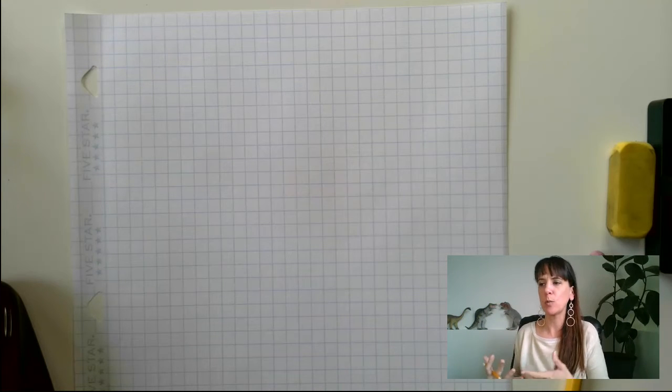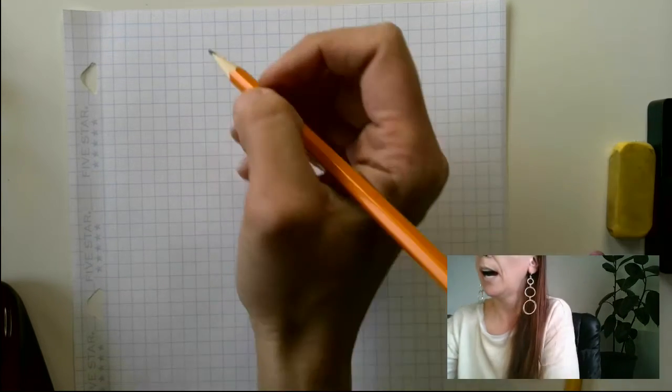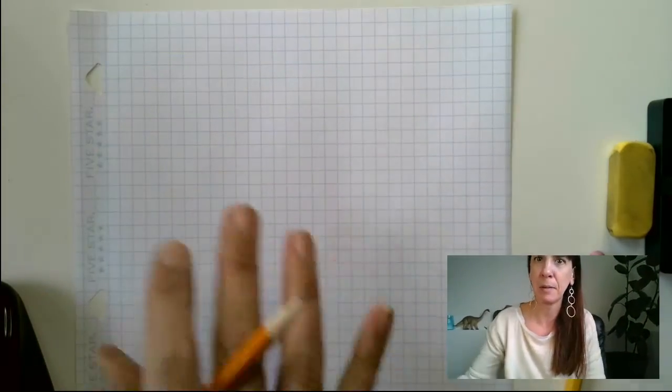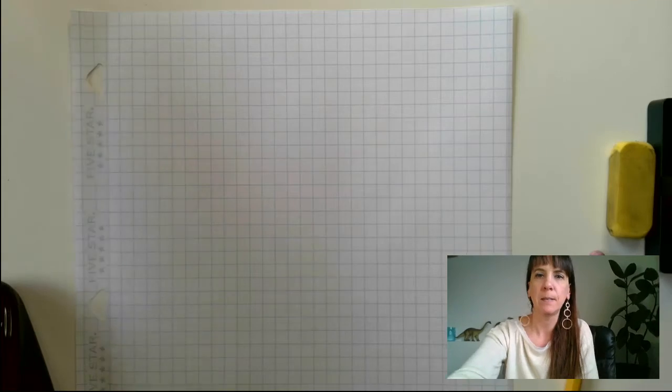Now remember, a quadratic is something that has an x to the second power. X to the second power, let me back that up a little bit.